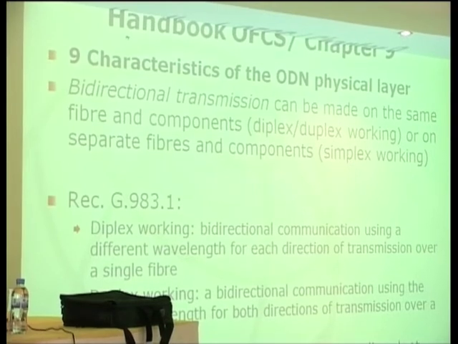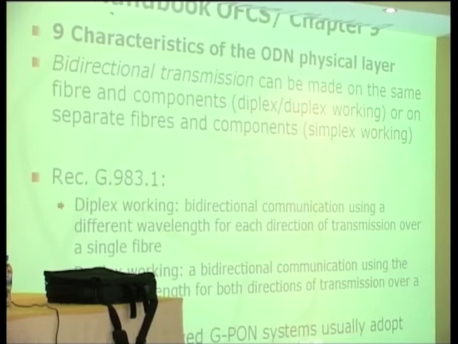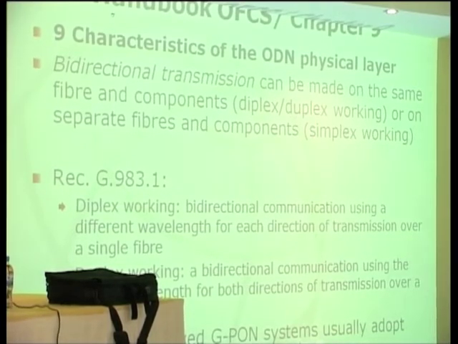We are back to the one fiber or two fiber system with some terminology. According to recommendation G.983.1, we can have the system operating in the so-called duplex working. Duplex working, which is different from simplex working, which is the next bullet, simply means that a single fiber plant is used in the two directions at the same time, so there is no time division, but at the same time we have the two flows going in the two directions, but they are going in the two directions on different wavelengths.